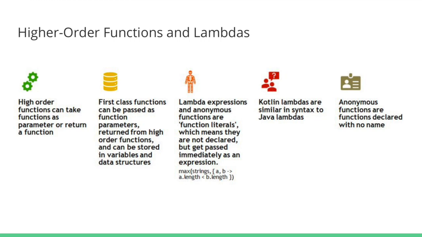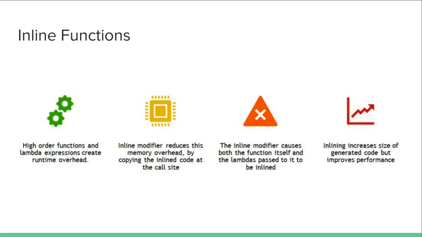Here, function max is a higher-order function, and it takes a function value as the second argument. Kotlin lambdas have very similar syntax to Java lambdas, and they are considered anonymous functions. Anonymous functions are similar to normal functions, but they're declared with no name. In Kotlin, higher-order functions and lambda expressions are stored as objects. Thus, memory allocations for function objects and classes, as well as virtual calls, create runtime overhead.